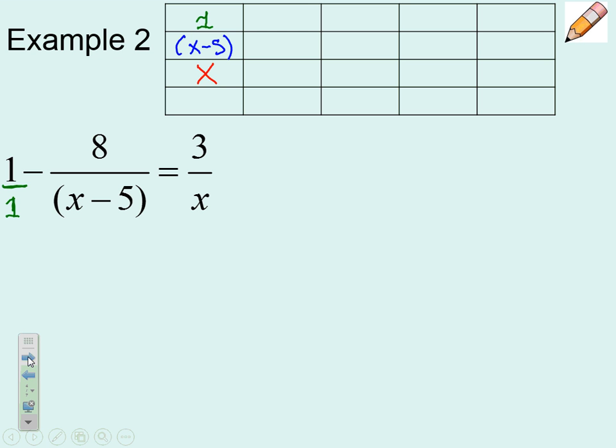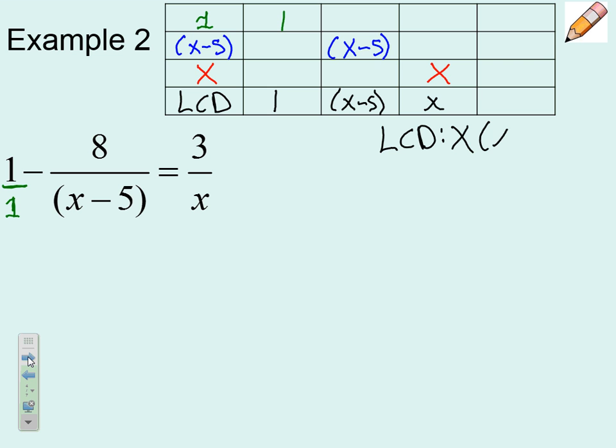Remember, my goal here is to find my least common denominator. When I go through this first one, I'm going to put in a 1. Second fraction, my factor is x minus 5, so that needs its own space. The third one is x. That needs to be in its own box, and then we're going to go straight down. So it's 1, x minus 5, and x. Now we know that anything times 1 is just itself, so when I write my least common denominator here, I can leave that out if I want. And I like to start with my x, so it's going to be x and x minus 5. That's my least common denominator.